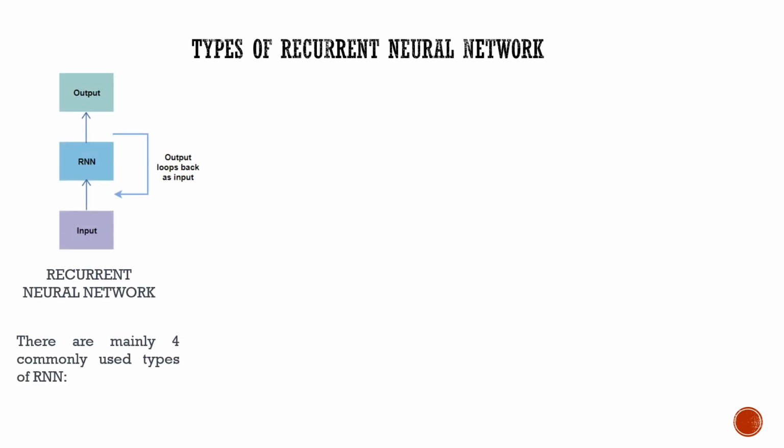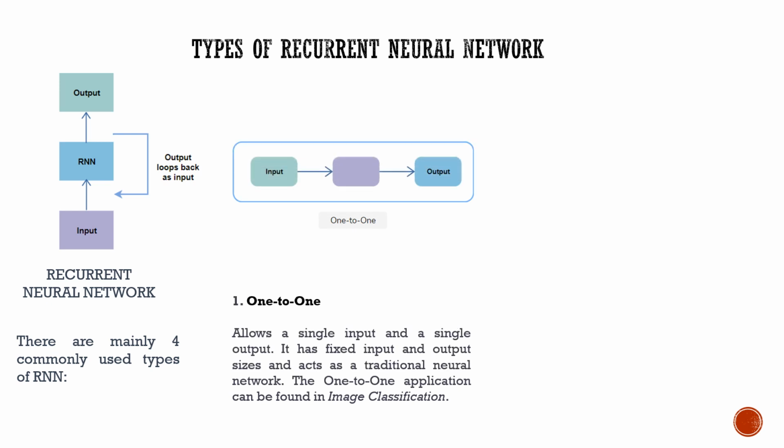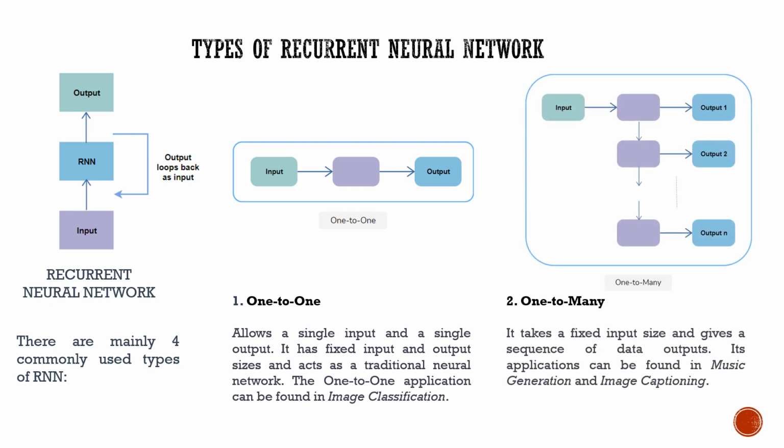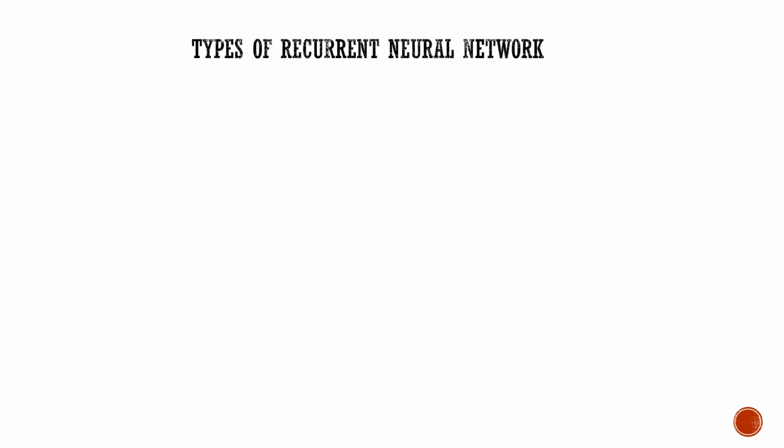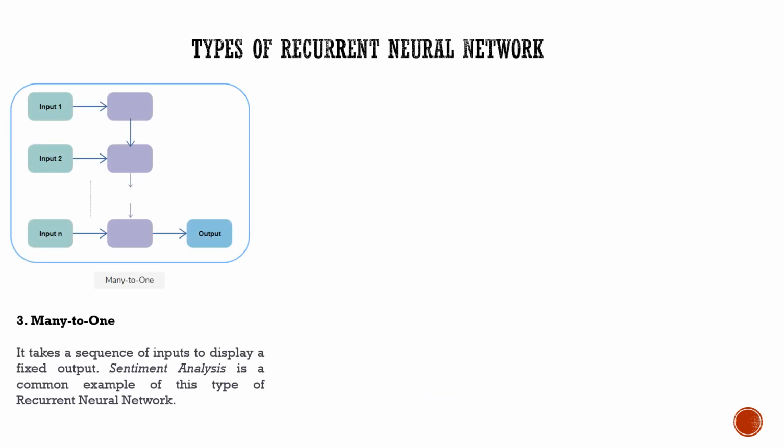Types of RNN. RNN can be mainly divided into four types. One-to-one allows a single input and a single output. Basically, its application can be found in image classification. The second one is one-to-many, which has a fixed input size and gives a sequence of data outputs. Its application can be found in music generation and image captioning. Many-to-one basically has a sequence of inputs to produce a fixed output. Sentiment analysis is a common example of this type of RNN.